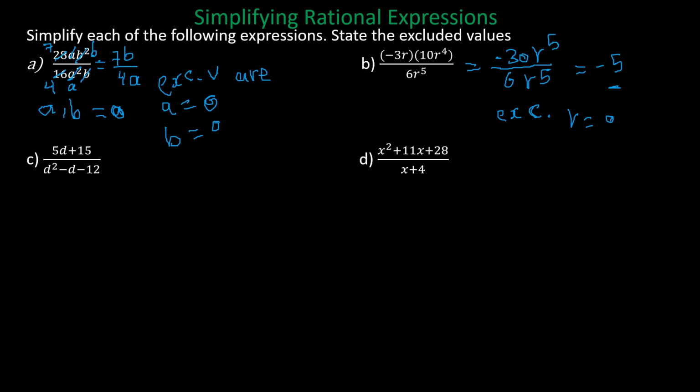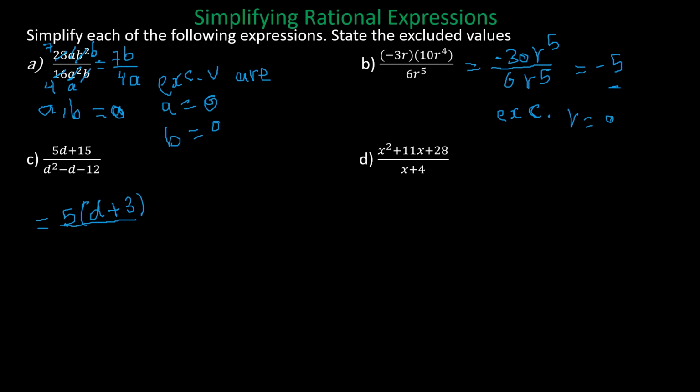5d plus 15 over d squared minus d minus 12. In this kind of problem we have to factorize before we start to solve. To factorize 5d plus 15, we are looking for the GCF, which is 5. So it's going to be 5 times d plus 3, since 5d over 5 equals d and 15 over 5 equals 3. Now in the denominator, d squared minus d minus 12, there is no common factor, so let's count the terms: 1, 2, 3. It's going to be a trinomial.